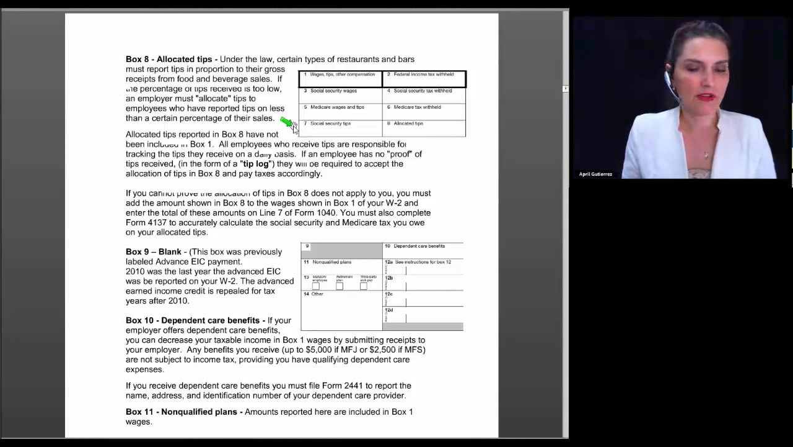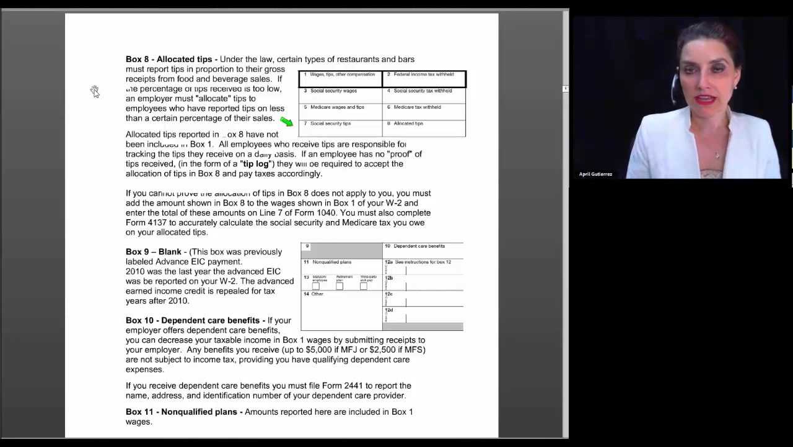And there's kind of hard, fast rules on this. There's no gray area in here. Certain things are going to happen when certain numbers are reported in these boxes, and you need to know what to do when you see them. So we're going to spend some time on that today specifically. But under the law, certain types of restaurants and bars have to report tips in proportion to their gross receipts from food and beverage sales.